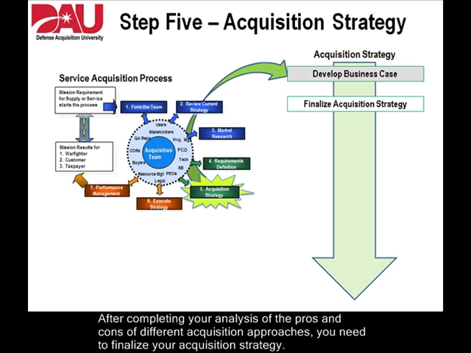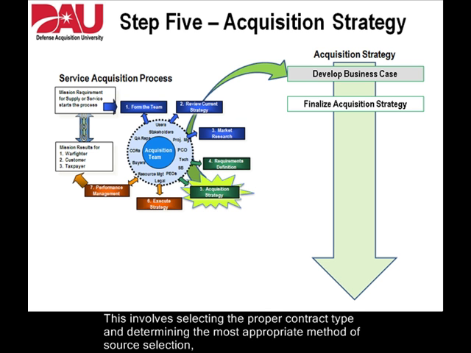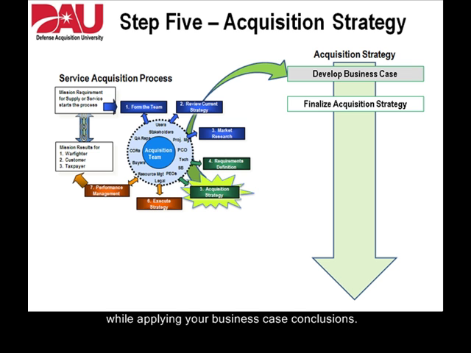After completing your analysis of the pros and cons of different acquisition approaches, you need to finalize your acquisition strategy. This involves selecting the proper contract type and determining the most appropriate method of source selection, while applying your business case conclusions. Think about the following things in developing your acquisition strategy.